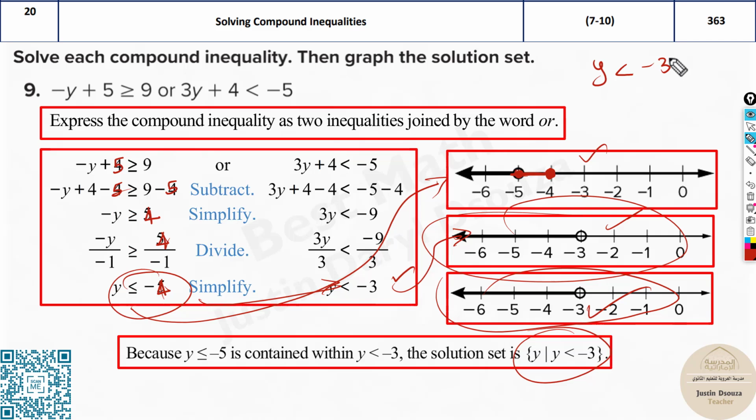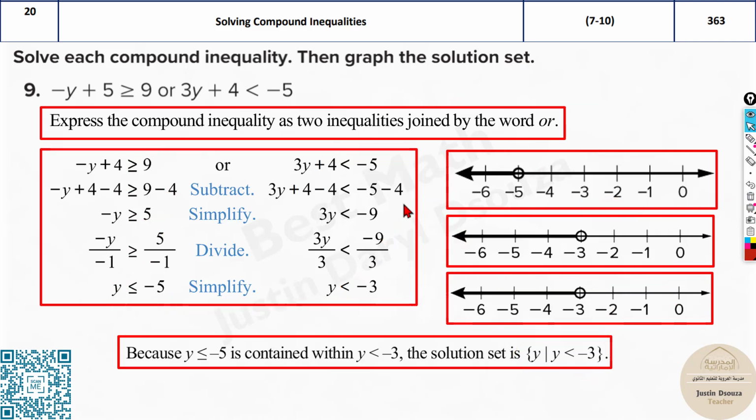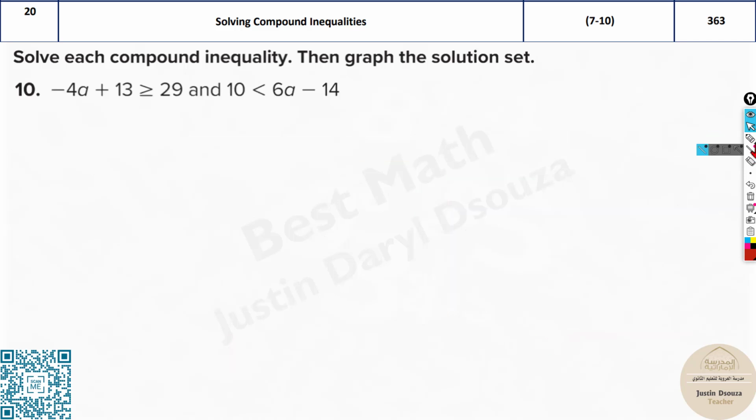But in the last problem, all possible answers were there. So we said all the real numbers was the solution in the last problem, when it was greater than 6 and less than minus 6. Sorry. So this is how we do it. Or is very simple. You just have to see which is the higher region, or all the possible solutions. That's it.